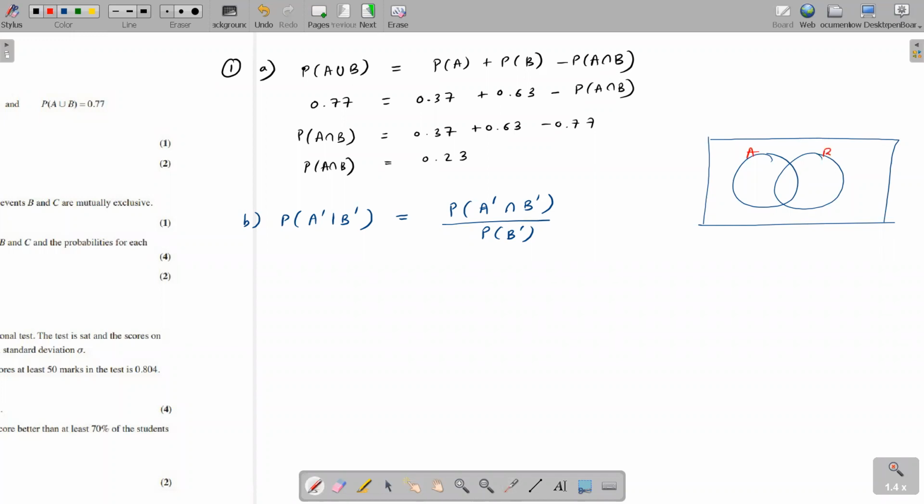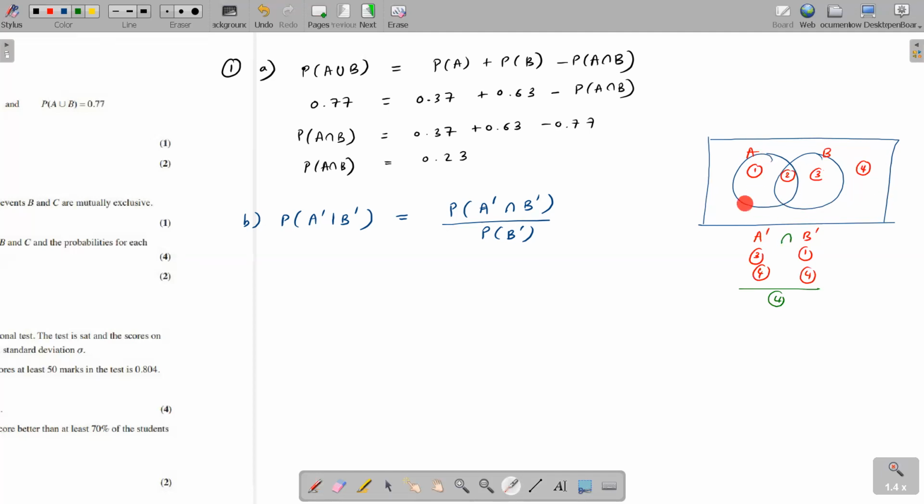This is circle A, this is circle B. Let's say I'm naming the regions 1, 2, 3, 4. What are the regions for A dash? A dash means the regions outside of A: 3 and 4. And the regions outside of B, B dash? 1 and 4. Then I need the intersection, which means the common one: 4. So region 4 is the outside region.